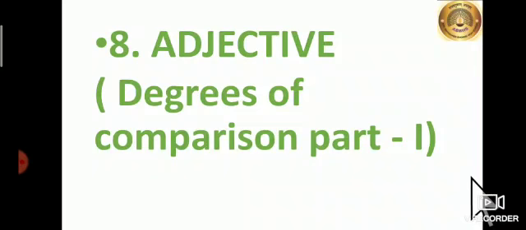As we have all completed lesson number 7, adjective and its kinds, I hope that you have completed your notes with that. Today in this class, we are going to begin lesson number 8, adjective, degrees of comparison, part 1.